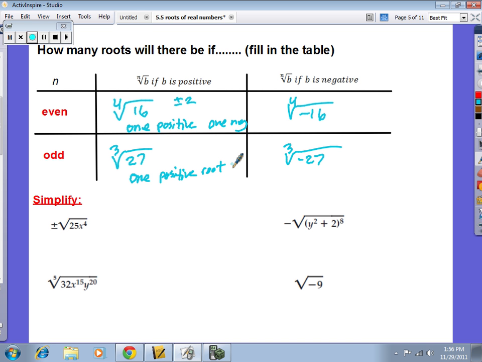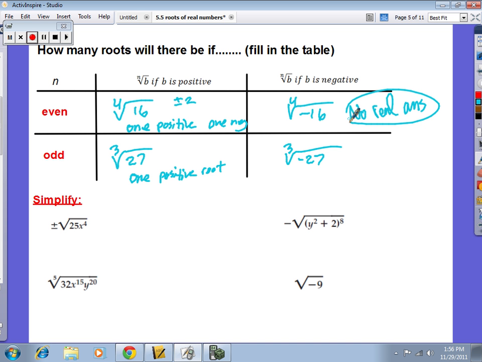Okay, what about this guy over here? What if your index is even, but your radicand is negative? It's impossible. There is no real answer. No, there is a solution, but it does not come from the set of real numbers. The solution comes from another set of numbers. Complex numbers. Imaginary numbers. We'll talk about those probably on Monday.